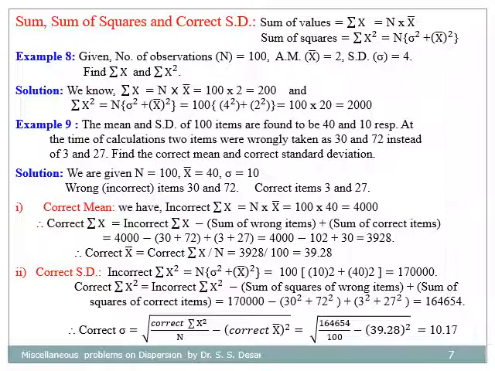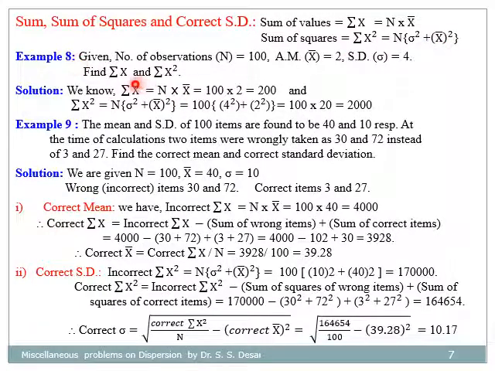So these are the problems based on sums and sum of squares and correct standard deviation. After giving number of observations and mean as well as standard deviation or variance, we can have sum of values is equal to product of number of observations into mean, and sum of squares of values is equal to product of number of observations into sum of the variance and mean square.